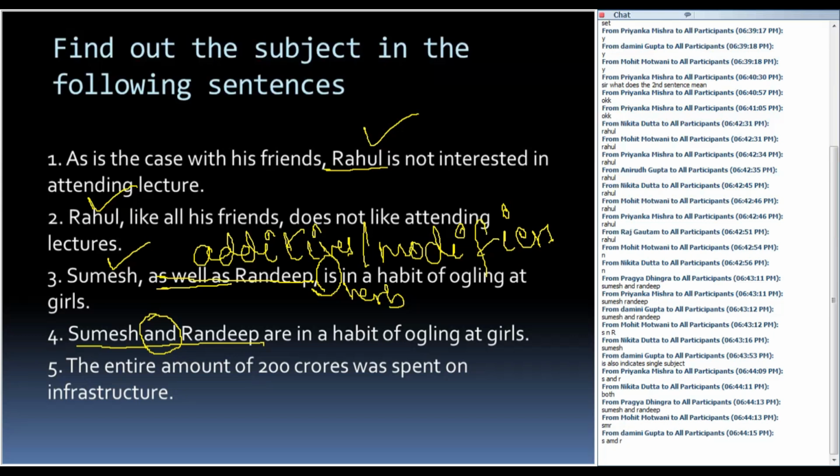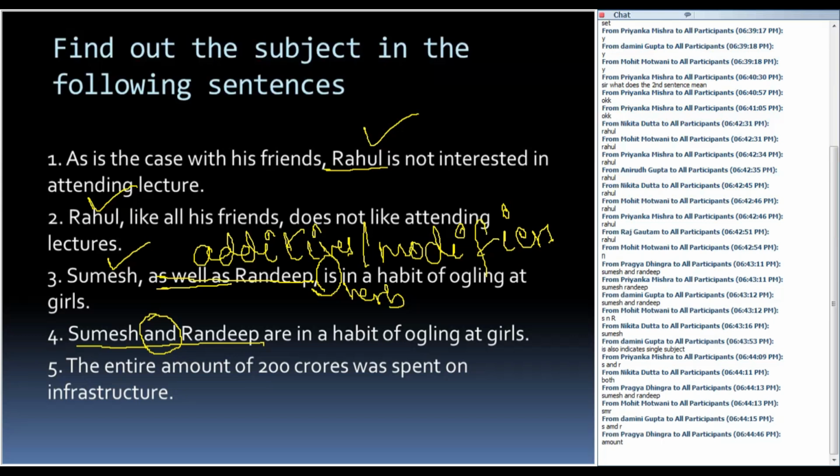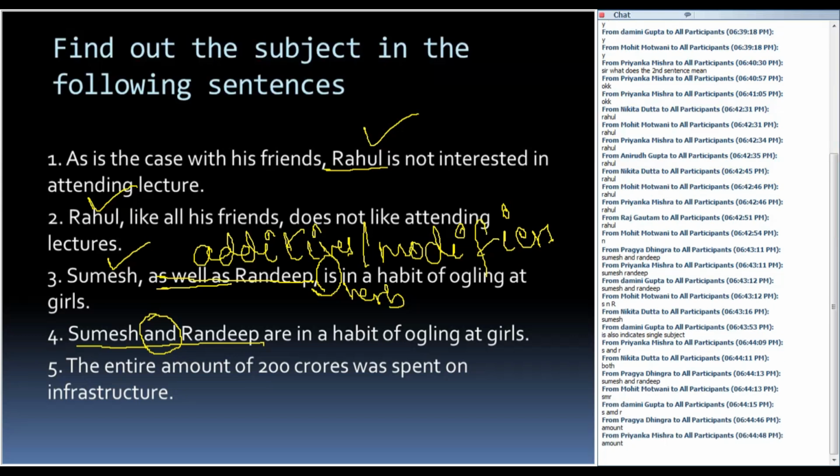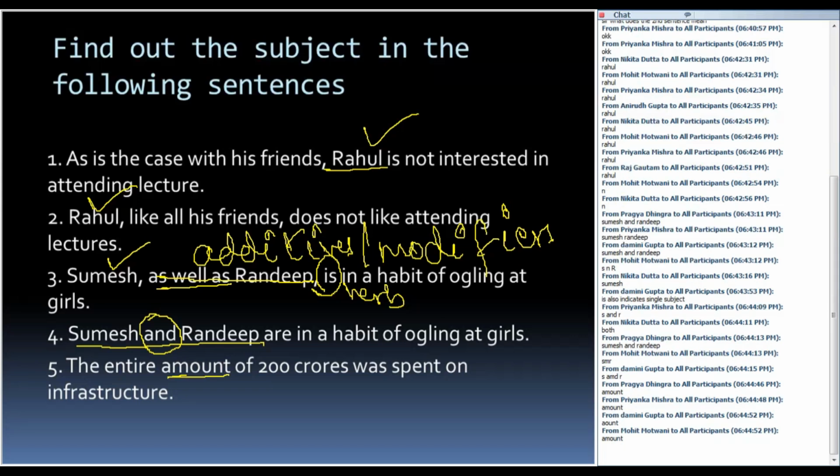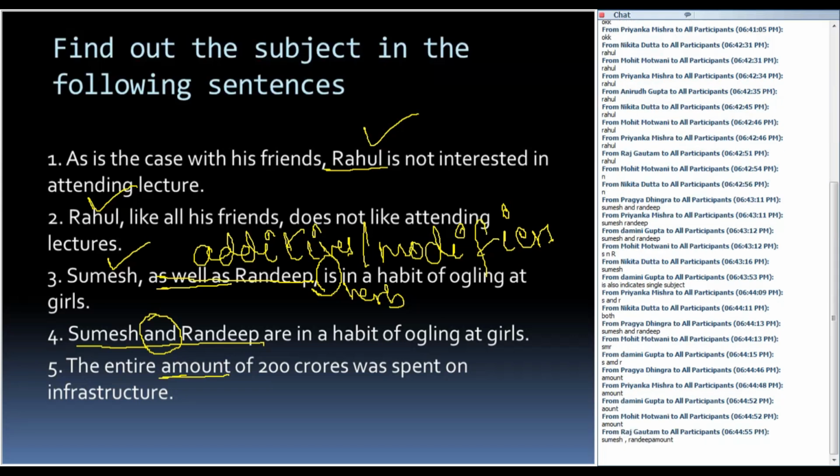Absolutely. Number 5. The entire amount of 200 crores was spent on infrastructure. What is the subject? The subject is amount. This amount is of 200 crores. That is extra information about the amount. Okay. So over here, our subject is amount. Absolutely. Did you understand this?